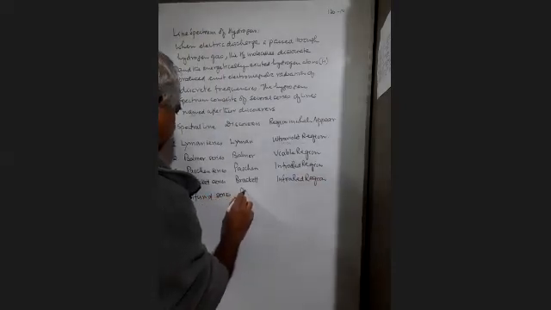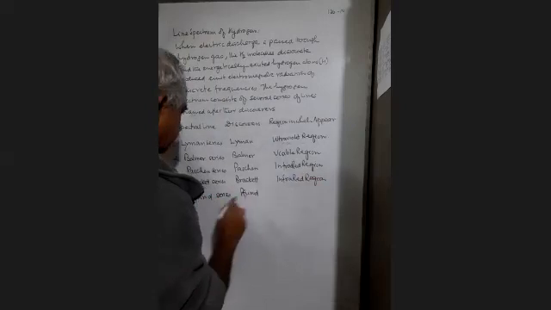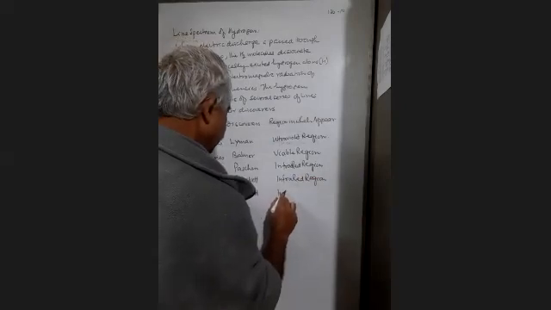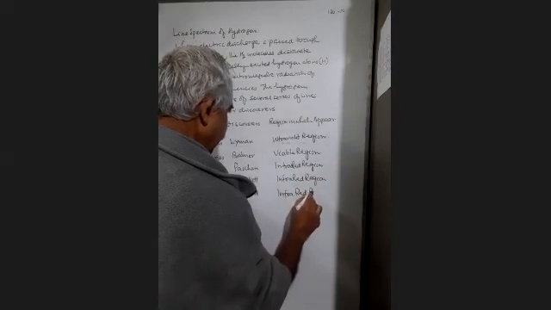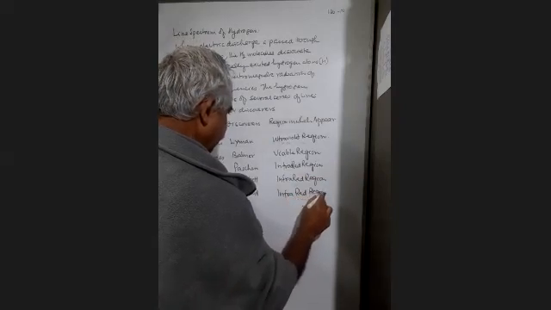Fifth, PFUND. Its pronunciation is Fund. P is silent. Fund series. Don't call it Pfund with the P. This is also found in infrared region. But after that, in your book, they have not mentioned, but one more series is there.